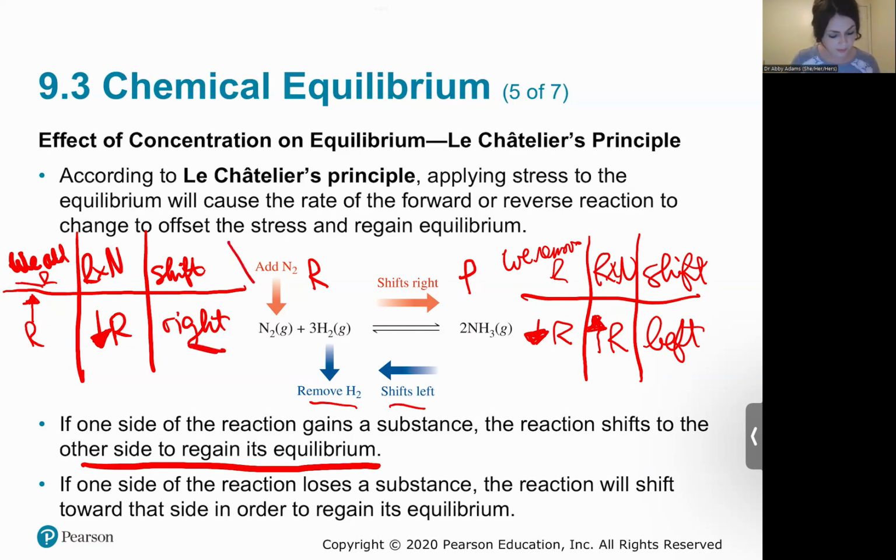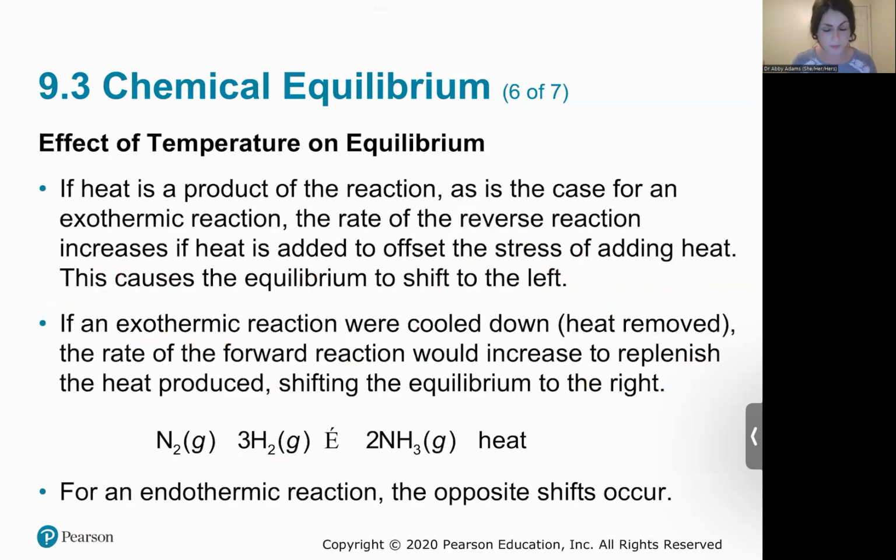Okay. And you can look at this little diagram, it'll help you. But just try to understand that concept. So spend a little time thinking about that. And I think we're going to work some problems on it.